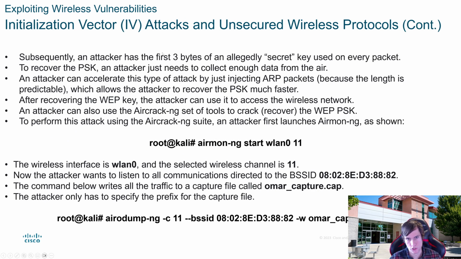So it's the first 3 bytes of the allegedly secret key used on every packet, because it's prepended on every packet. So to recover it, they just need to collect enough data from the air. With all of that data, they eventually run it, as you see, the airmon-ng, and then they can crack the pre-shared key.